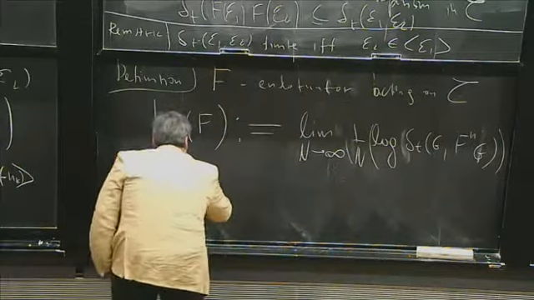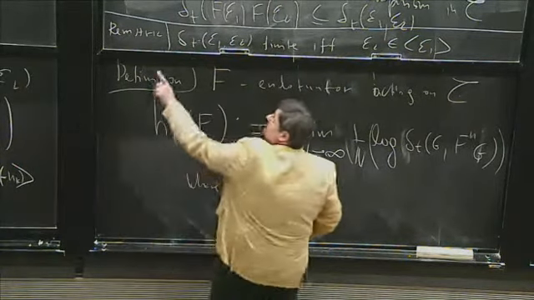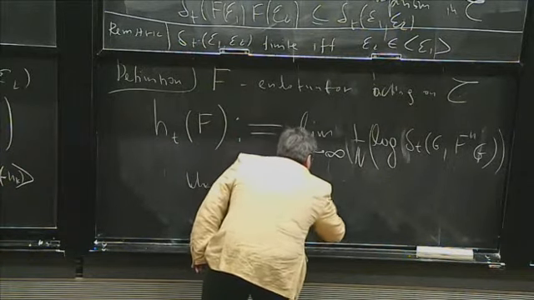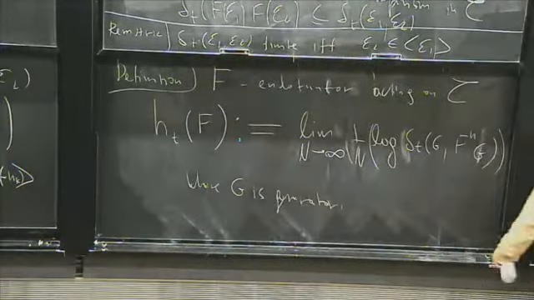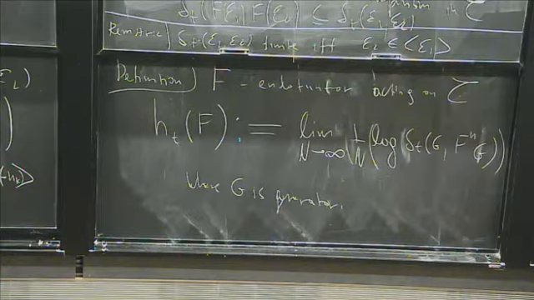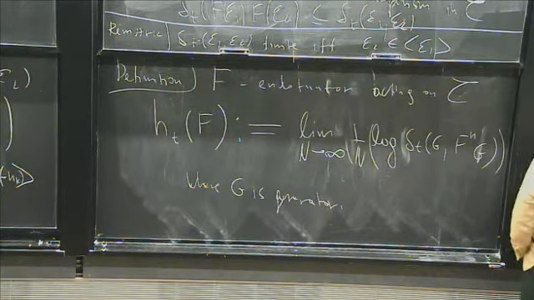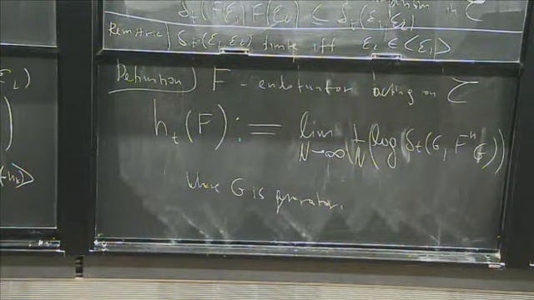So G is a generator, as defined up there. So, theorem: h_t is well defined, and it does not depend on the choice of G. So it doesn't matter which generator I put there, I'll get the same function.